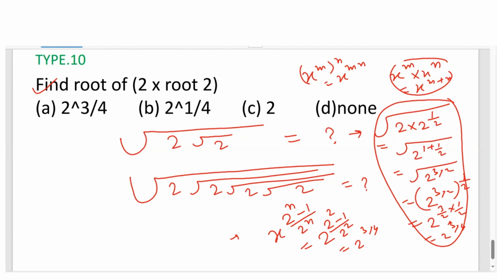So in this way, for any lengthy question, there is no need to solve it like this. Just apply this formula. For a question like this, we simply write 2. How many roots? 1, 2, 3, 4. 4 times the root. So we write 2 to the power (2 to the power 4 minus 1) divided by 2 to the power 4. So we get 2 to the power 15 by 16. This is your right answer. So we can solve this type of question without writing, using only mental calculation.